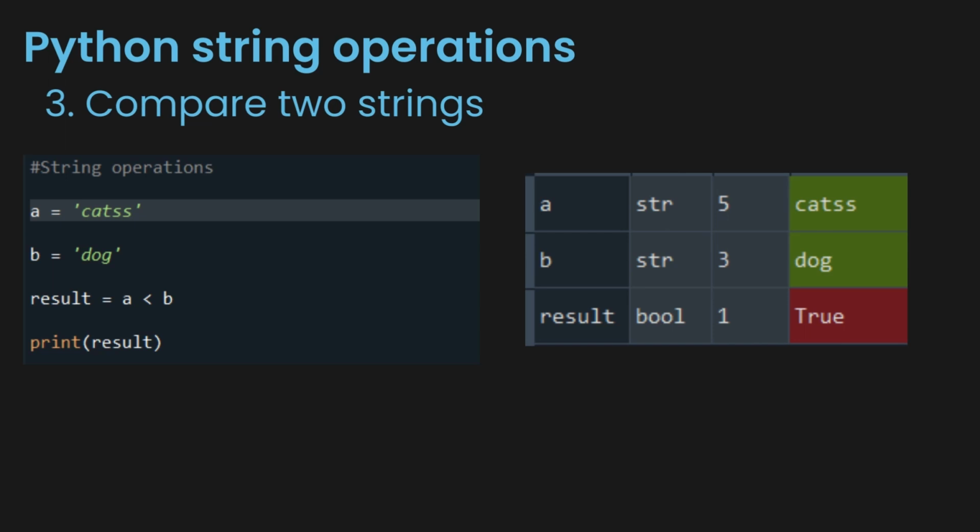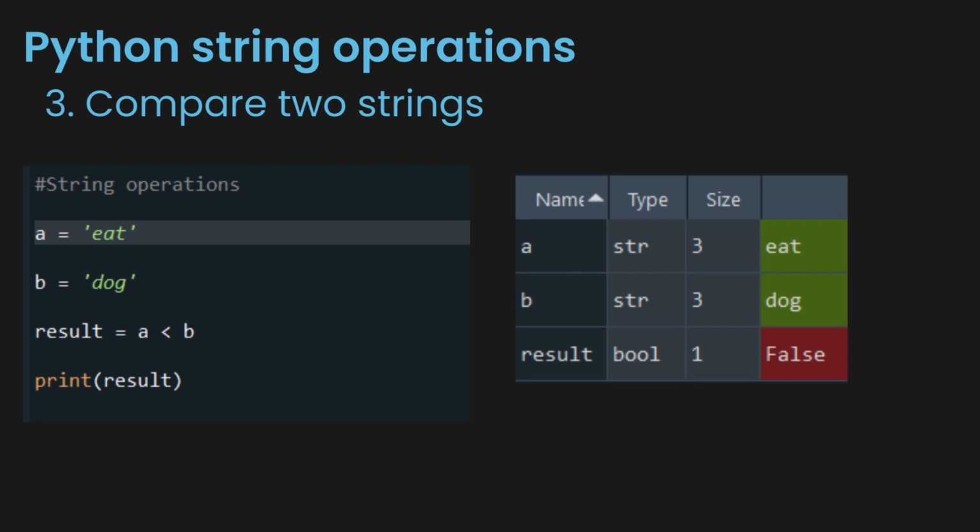The next useful function of strings is comparison of two strings. For example, now you have a equals "cat" and b equals "dog". If you compare them, Python compares them letter by letter. So you know that C is less than D, and so the result is True. However, if you change it to, for instance, a equals "eat" and b equals "dog", the result will turn False.